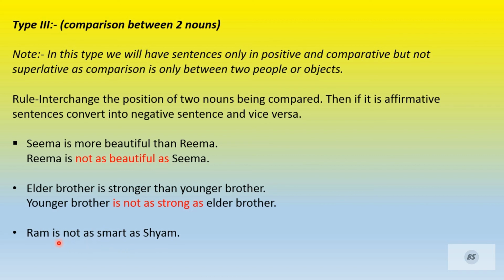One more example. Ram is not as smart as Shyam. Now if you see, this is already negative. So when we interchange nouns, the sentence will convert into affirmative. So this will become: Shyam is smarter than Ram. Here smart became smarter, positive degree to comparative degree, the adjective is also changed, and nouns are interchanged, and the sentence changes between affirmative and negative so that meaning does not change.